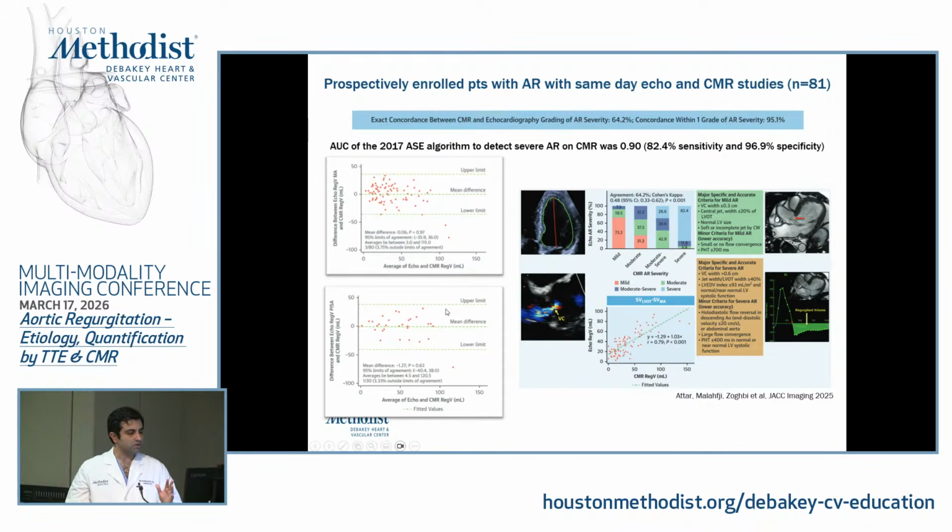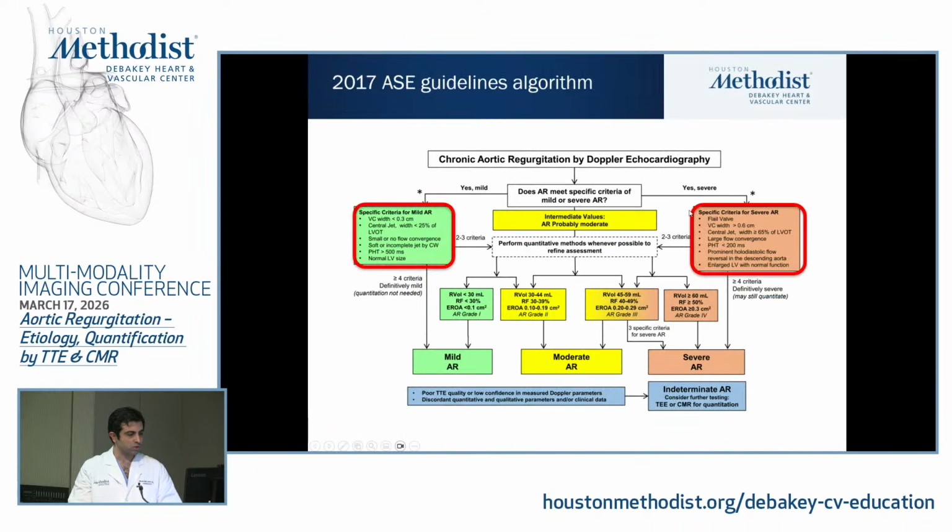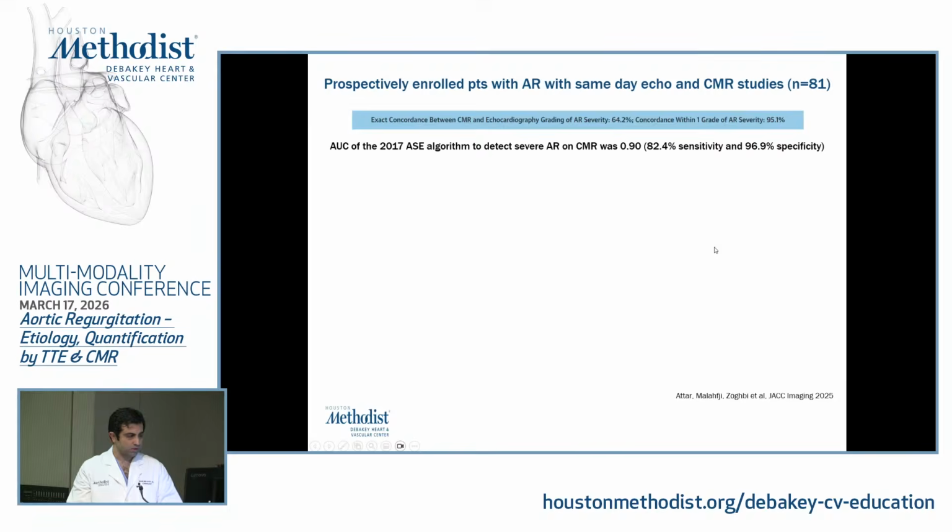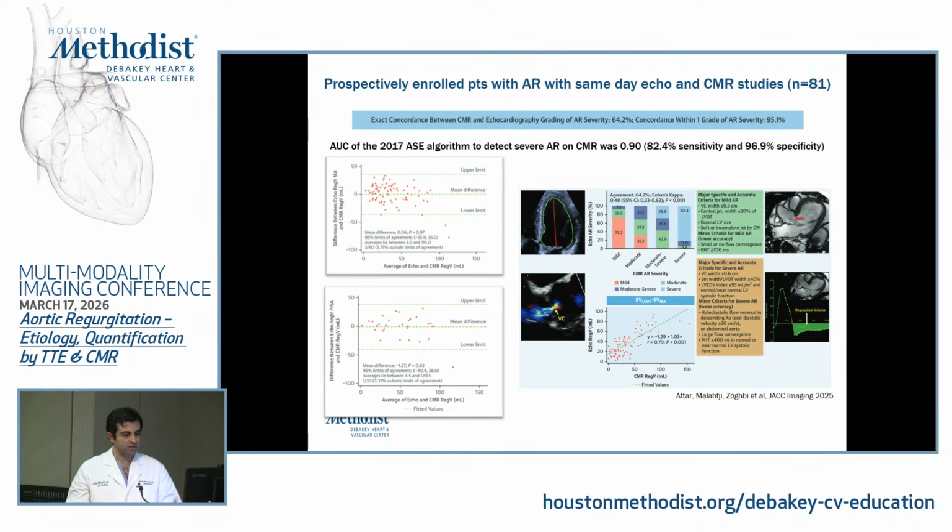But the reality is some of the challenges with echo can be tough to overcome, and this is where newer approaches can be helpful. So what we found was essentially some of these parameters that I showed you earlier actually have more value than others. As you may suspect, pressure half-time wasn't really good, but vena contracta width and LV volume were actually much more accurate for determination of significant versus mild disease.